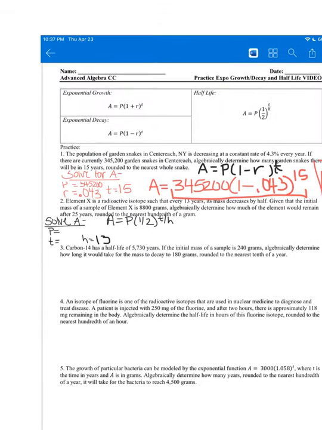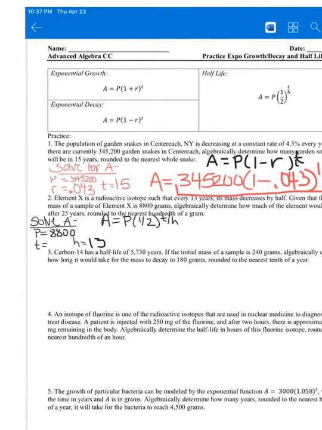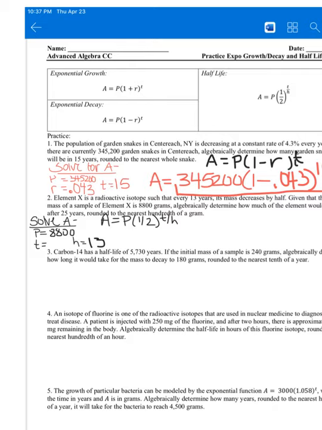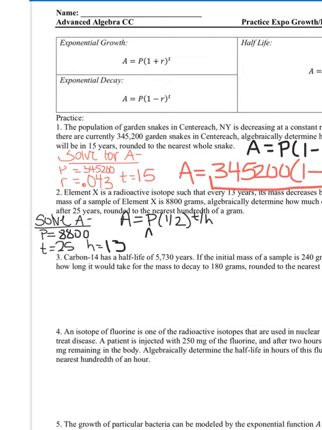Given that the initial mass of a sample is 8,800 grams, so your P value, the initial amount, is 8,800 grams. Algebraically determine how much would remain after 25 years. So it's going to be 25 years. And then you plug all that into your formula. So we have A, which stays A because that's the one we're solving for, equals 8,800 times 1/2 raised to the time divided by the half-life.